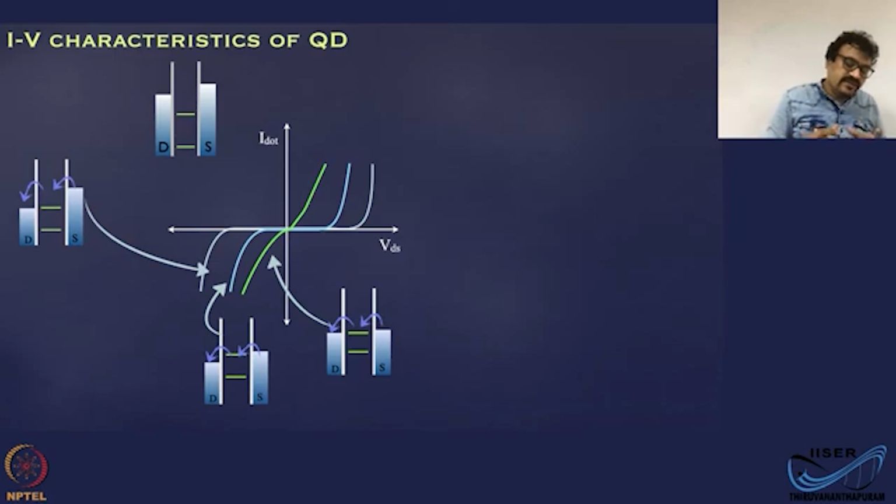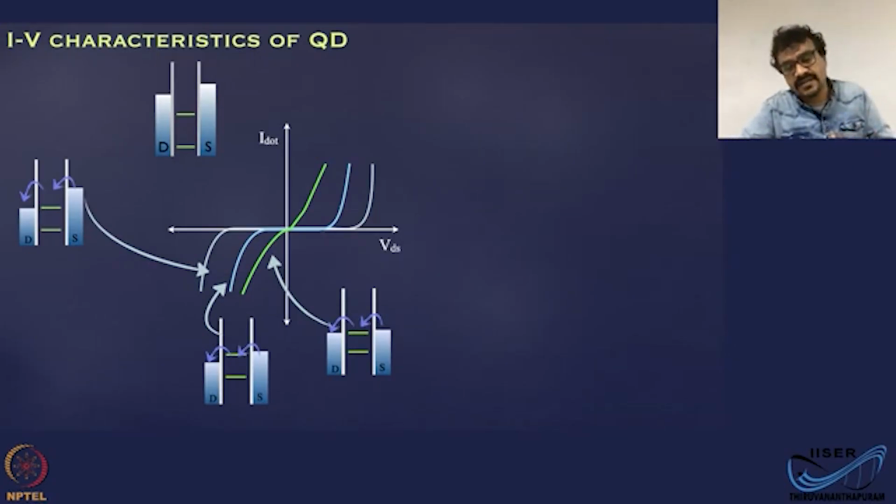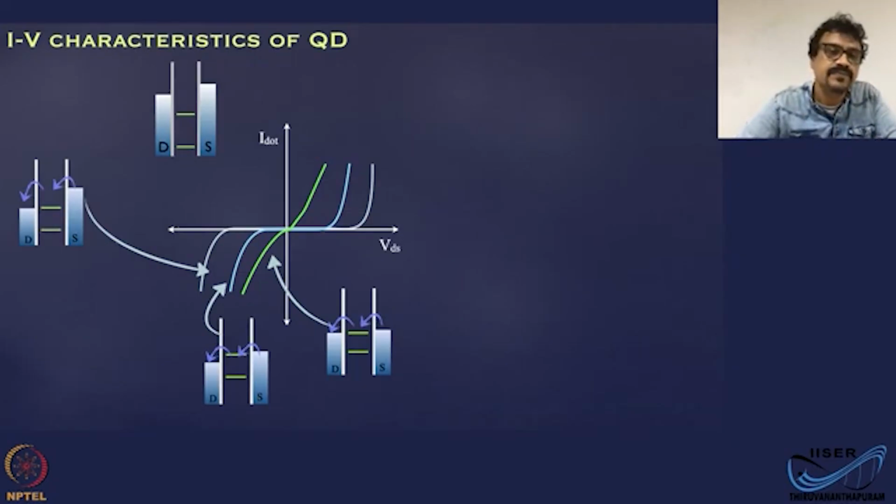Now, let's look at the IV characteristics that we discussed in the previous slide in a little bit more detail. And we are interested to know what happens to the IV characteristics when we vary the gate voltage. So this broad IV characteristic, the one with the large current blockade region here, is what we discussed.